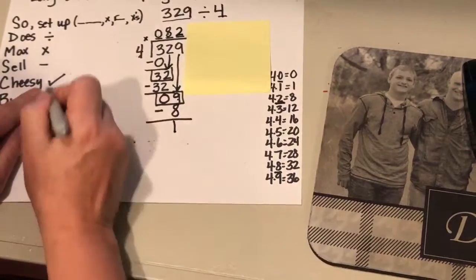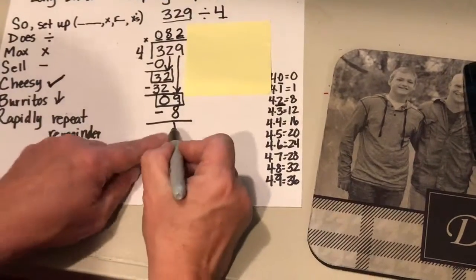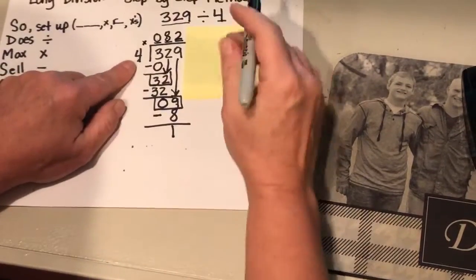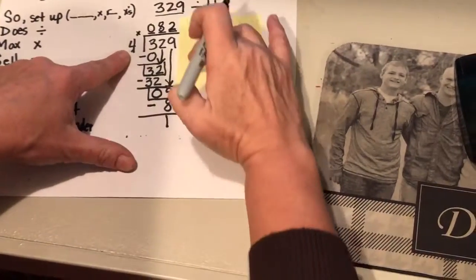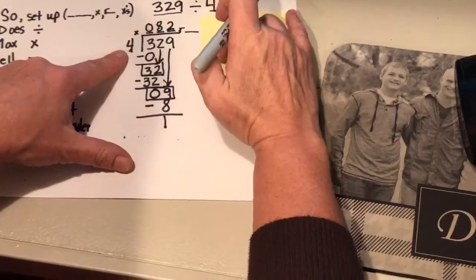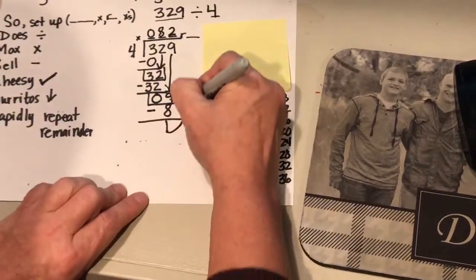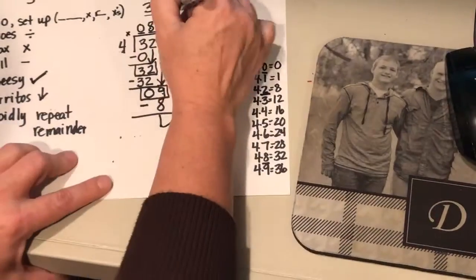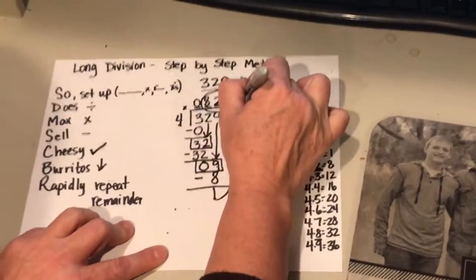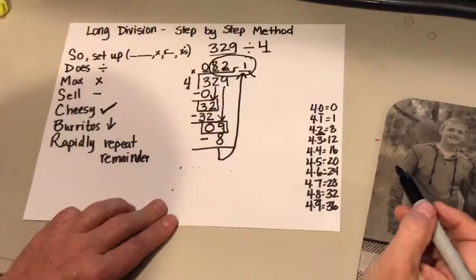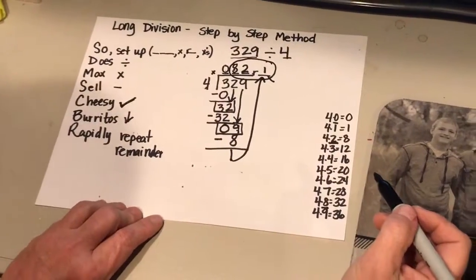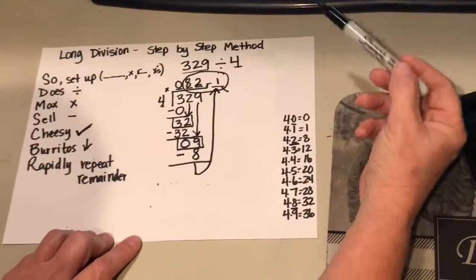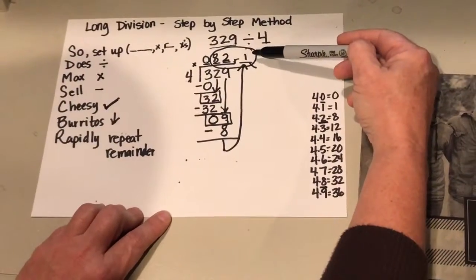Then our next step is cheesy. We got to check it. Is 1 smaller than 4? Yes. So that means we're done if we don't have any more digits, and we don't. So what we do with that 1, we bring it up here and we put it in our remainder. That is our quotient. And since multiplication is the inverse operation of division, we can use multiplication to check to see if our answer is right.